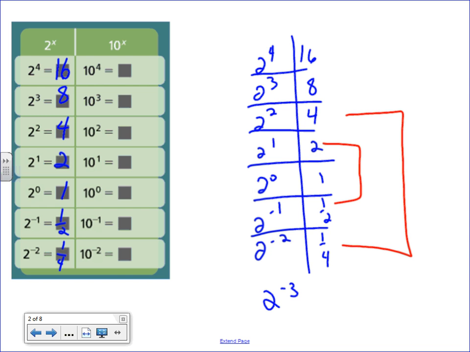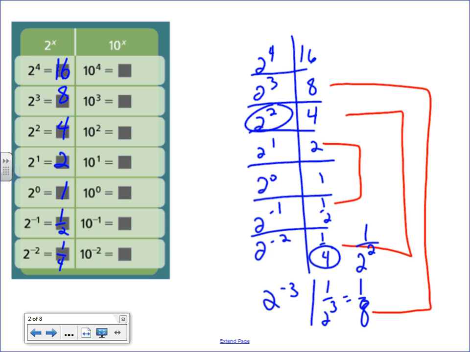Well, I know that 2 to the 2nd gives us 4. 2 to the -2 gives us 1/4. Notice the 4 is the same. So really what has happened, 2 to the -2 really is 1 over 2 to the 2nd, and 2 to the 2nd is the 4. So 2 to the -3 is really 1 over 2 to the 3rd, which would be 1 over 8. And if we looked at the pattern of 1/2, 1/4, 1/8, our pattern still continues. And if I looked at this idea of reciprocals, the 8 and the 1/8 are still reciprocals.